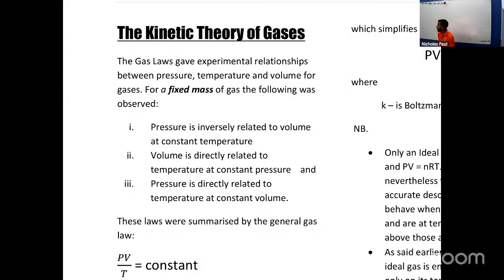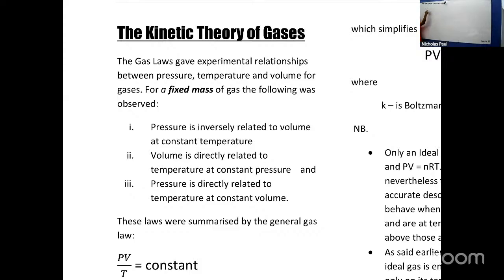All right, let's go, right? So if you look at kinetic theory here, gas laws give experimental relationships between pressure, temperature and volume for a fixed mass of gas. So we should remember Boyle's law, Charles' law, pressure law, and the general gas law. All those laws apply to a fixed mass of gas. Remember, pressure is inversely related to volume at constant temperature. So you should remember these. Pressure is inversely related to volume, and volume is proportional to temperature.